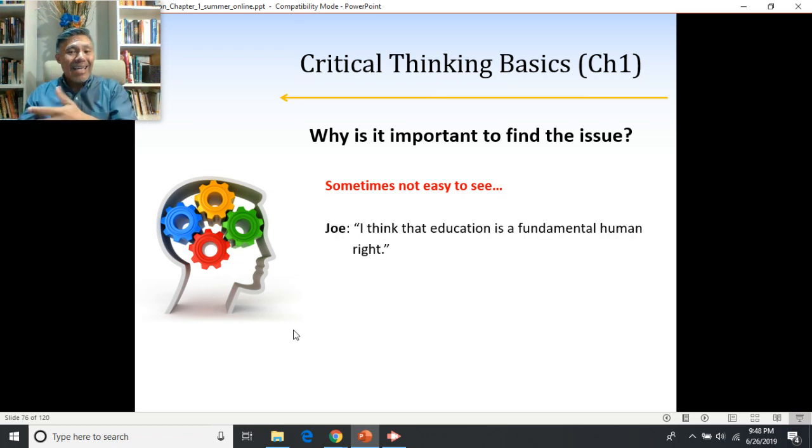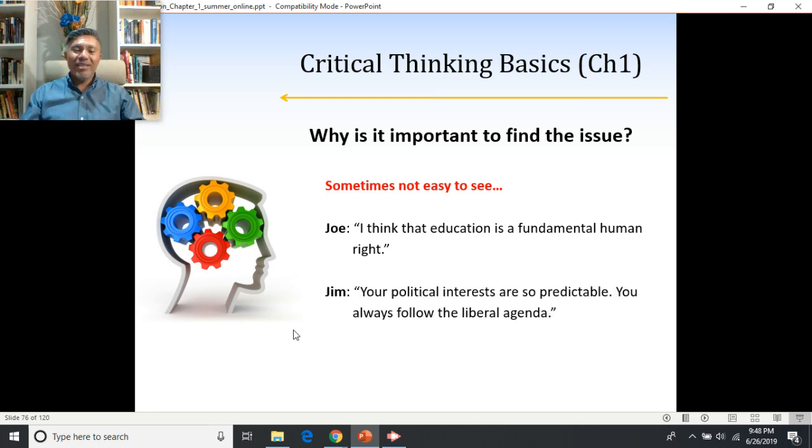But sometimes it's not that clear to see. So Joe says, I think that education is a fundamental human right. Jim says, your political interests are so predictable. You always follow the liberal agenda. So when you hear Jim say that, it may sound like he's addressing what Joe's talking about, but he really isn't, right?